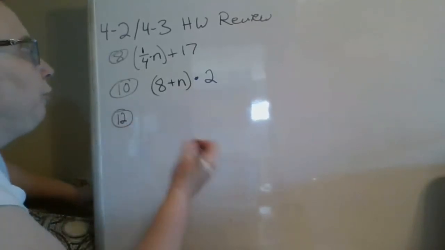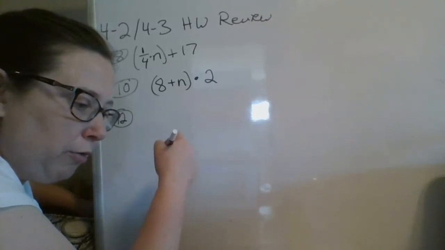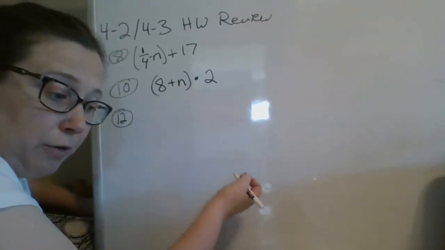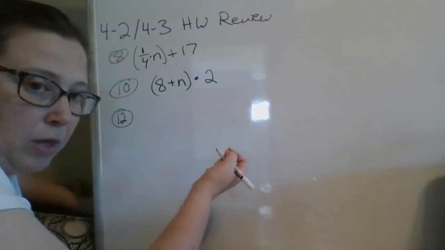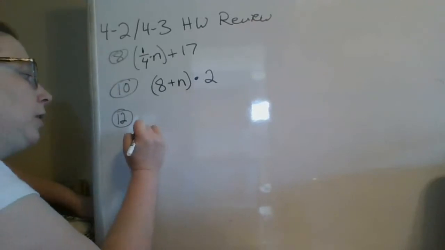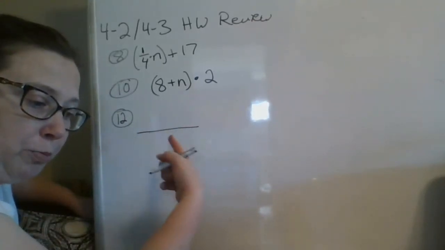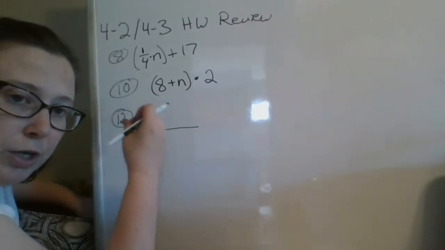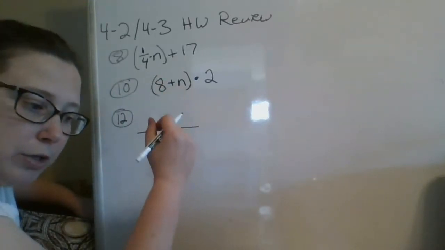The last one for 4-2 is number 12, which is the quotient of a number squared and the difference of 5 and 9/10 and 7. So this one is going to end up looking like a fraction. On the top for our numerator, we have the first part. When you have the quotient of, whatever comes first is your numerator. That's going to go on the top.